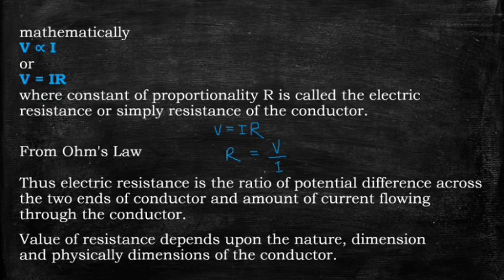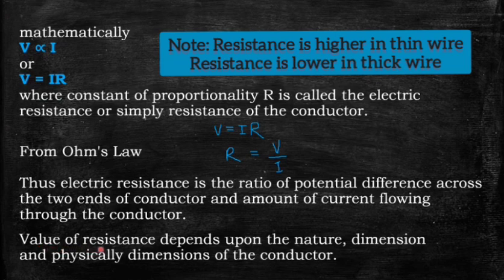Thus the electric resistance is the ratio. Ratio means a numerator will be there, a denominator will be there. R is the ratio of V and I, means we must make clear that it is a fraction. Thus the value of resistance depends upon the nature and physical dimension of the conductor.